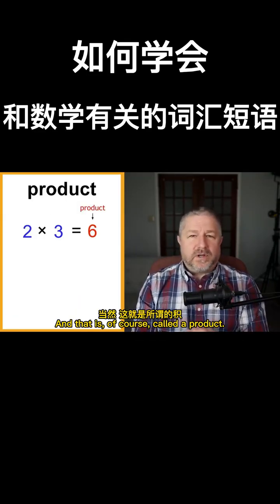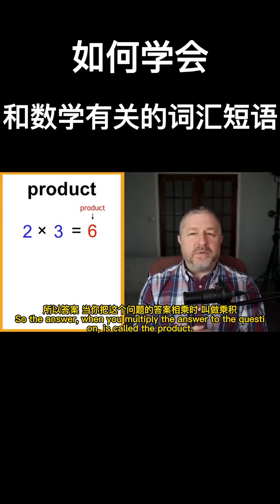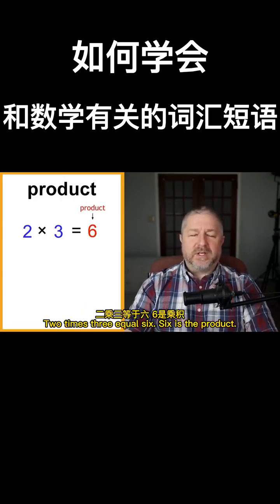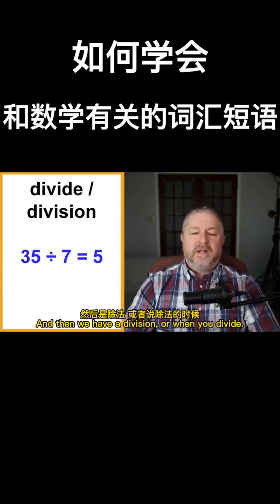And that is, of course, called a product. So the answer when you multiply, the answer to the question, is called the product. 2 times 3 equals 6. 6 is the product. And then we have division, or when you divide.